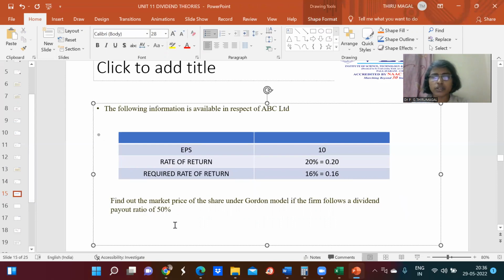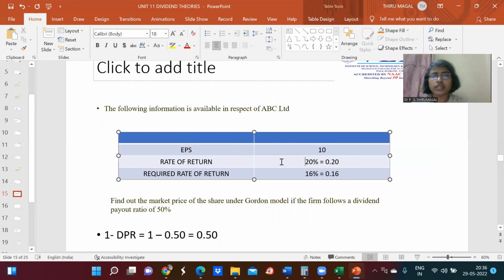So when the dividend payout ratio is 50%, how do we calculate the retention ratio? Retention ratio is 1 minus the payout ratio. 1 minus the dividend payout ratio equals the retention ratio. That is 1 minus 0.50, which is equal to 0.50. Dividend payment is 50% and retention is also 50%. Then the rate of return R is 0.20 and the required rate of return K is 0.16.